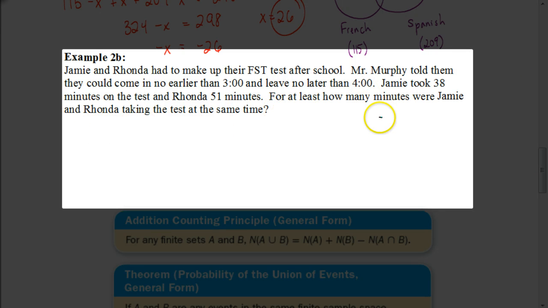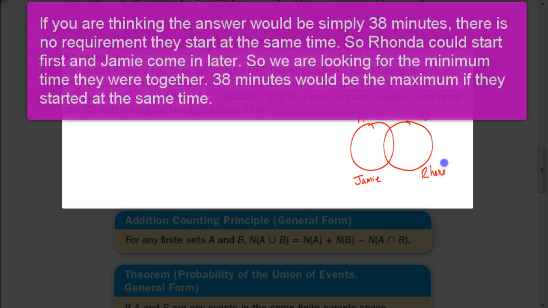So there's going to be some overlap where they're going to be taking the test together. We'll have set A be Jamie's time taking the test, and then we have Rhonda as set B. And we know that Jamie took a total of 38 minutes and Rhonda took a total of 51 minutes. And there's going to be some time where they were taking the test at the same time together.